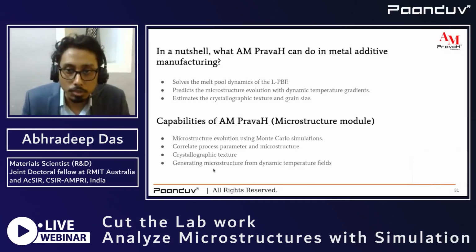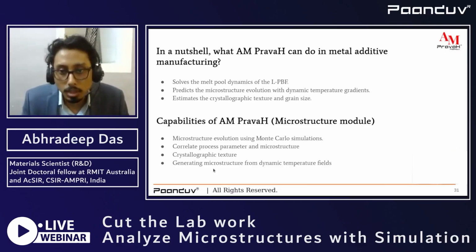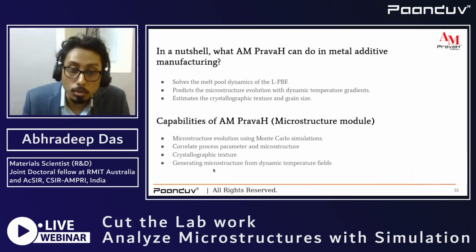Another prediction that we have done so far is the microstructure evolution, wherein the core is the dynamic temperature field gradients, which actually makes the data quite accurate. We can also see the crystallographic texture and grain size information that is usually available only from EBSD analysis.